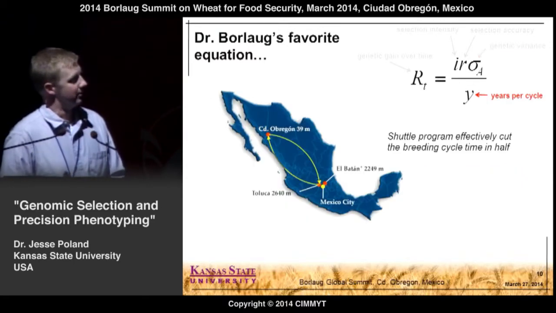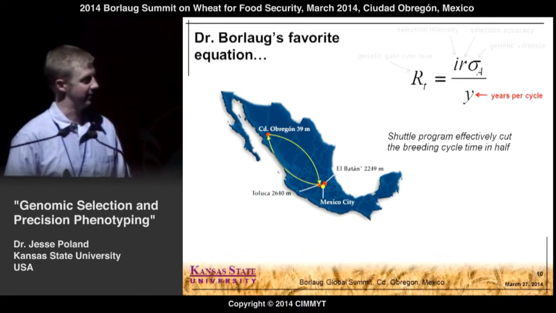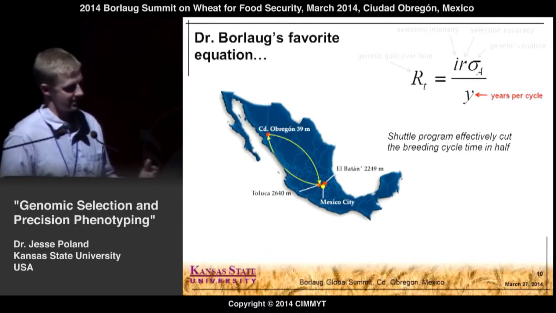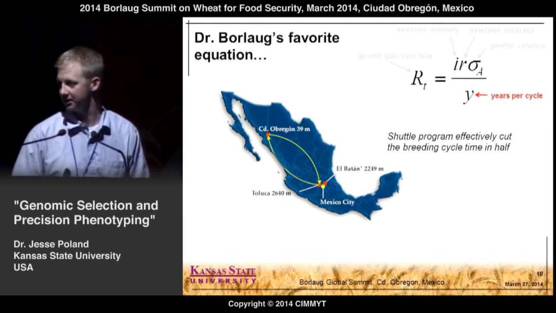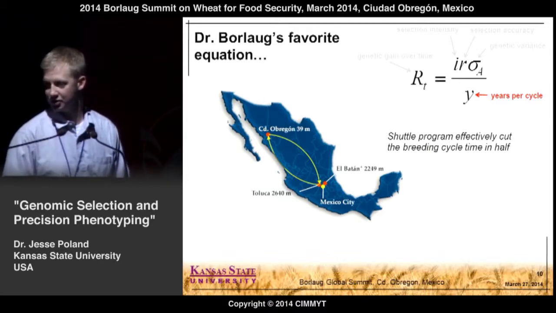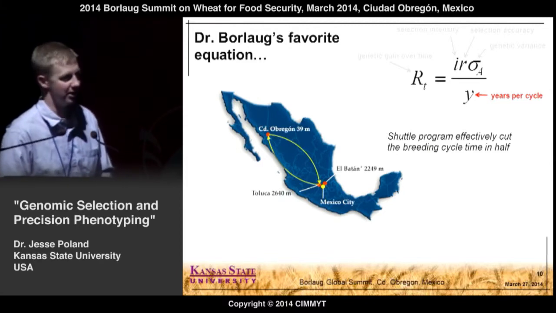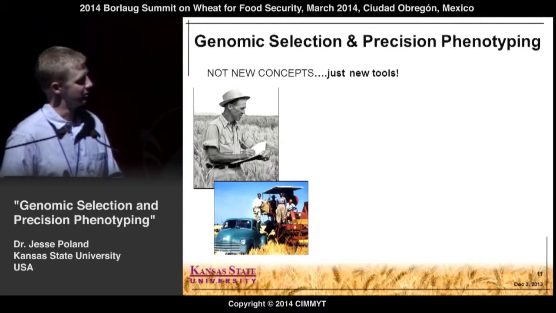And then the big one was the number of years per cycle. This is really exemplified by the shuttle breeding program, which effectively cut the breeding cycle time in half. And if this number is half, you can see that it would double your rate of genetic gain. All of these pieces were working together, and this is really the context that new tools come into. These components were put into place in the CIMMYT breeding program some 50 years ago, so it's not anything quite new. The thing is, we just have new tools to do some of this.